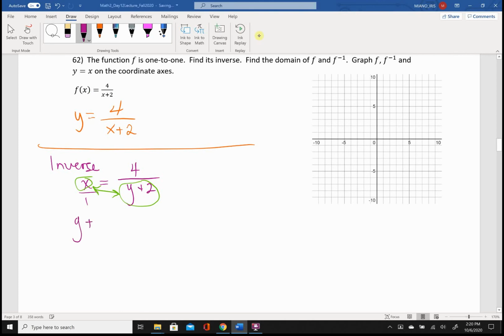y plus 2 is equal to 4 over x. So now we need only subtract 2 on both sides. Subtract 2, subtract 2. It'll get rid of it here.